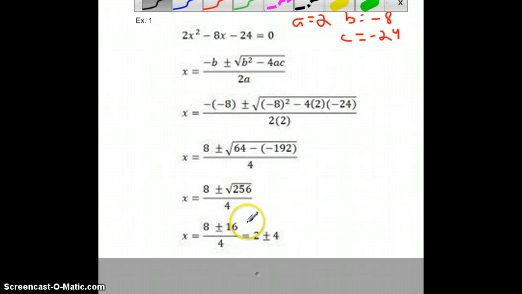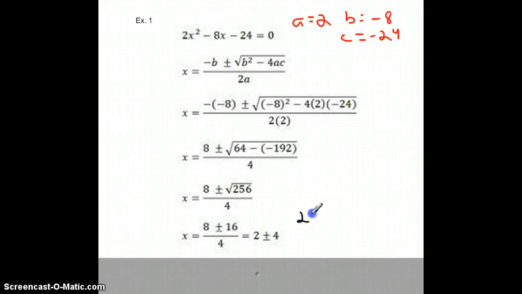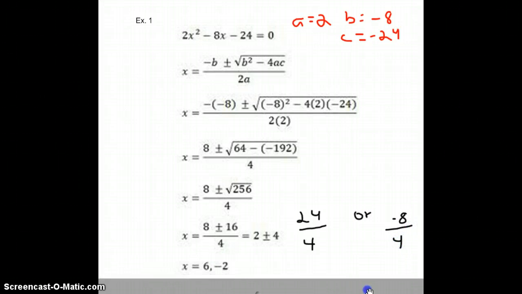If that seems confusing to you, you can say 8 plus 16 is 24 over 4. And then you could do 8 minus 16, which is negative 8 over 4. So those would be your two answers. And of course we could simplify that.